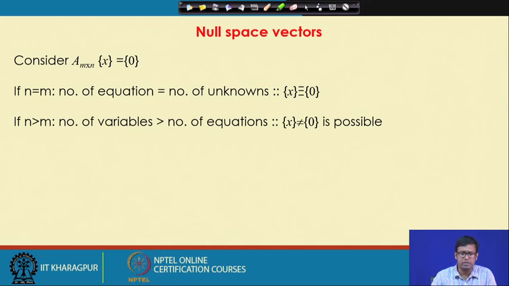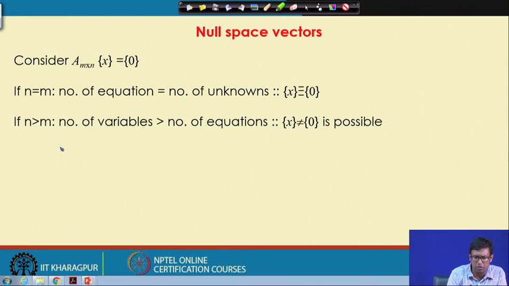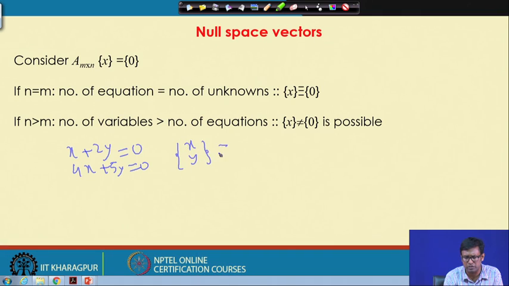So, we consider the equation A x is equal to 0. A again is a matrix of order m into n. If n is equal to m, number of equations is equal to number of unknowns, and we can look into a simple example like x plus 2 y is equal to 0, and maybe 4x plus 5 y is equal to 0, and the only solution possible is x is equal to 0, y is equal to 0.